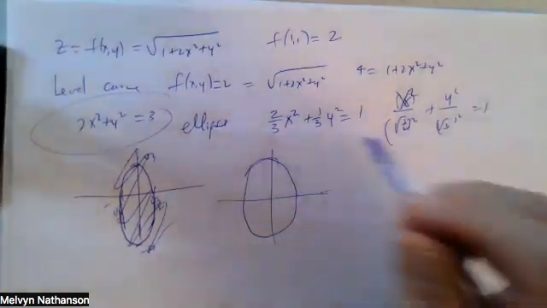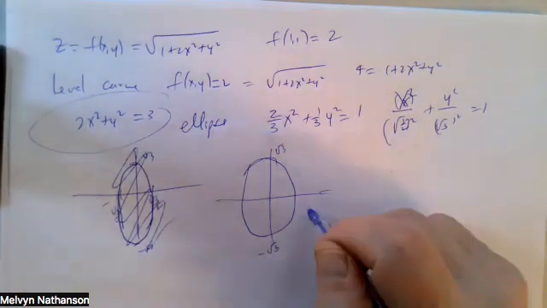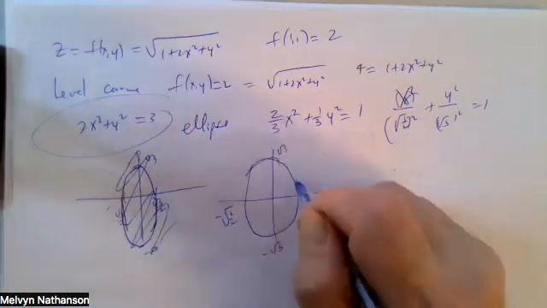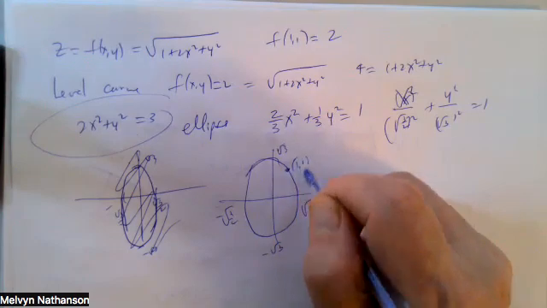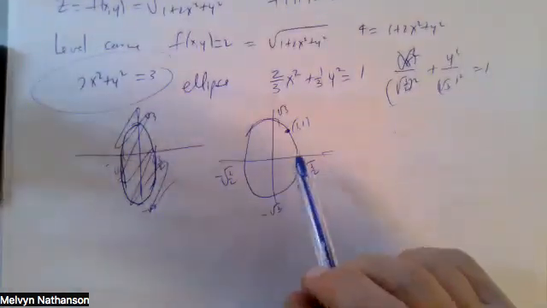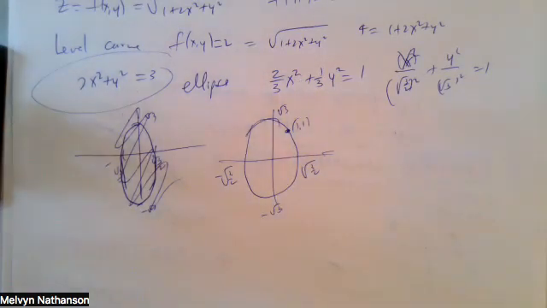So this is some ellipse. This is root 3 minus root 3. Root 3 halves minus root 3 halves. And the point 1, 1 lies somewhere on this ellipse. So this level curve for this function is this ellipse.